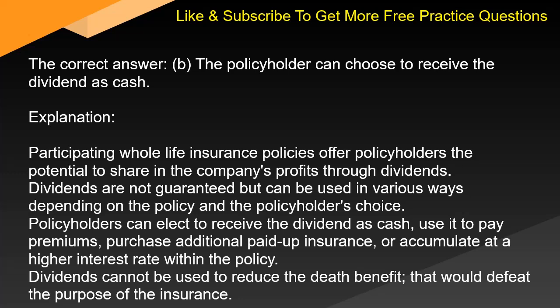Policyholders can elect to receive the dividend as cash, use it to pay premiums, purchase additional paid-up insurance, or accumulate at a higher interest rate within the policy. Dividends cannot be used to reduce the death benefit. That would defeat the purpose of the insurance.